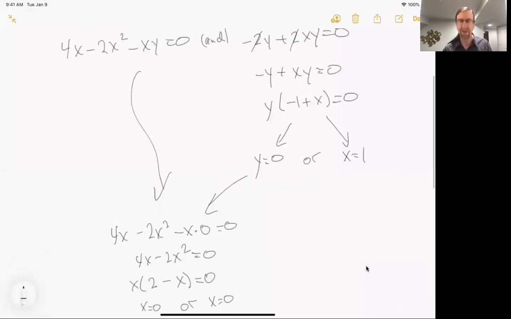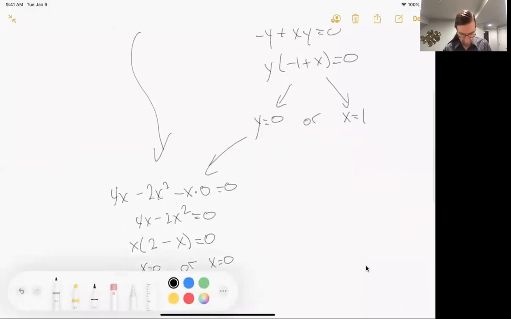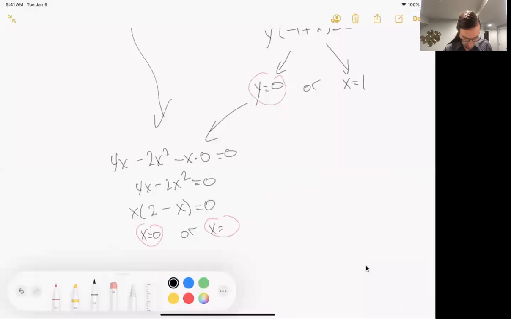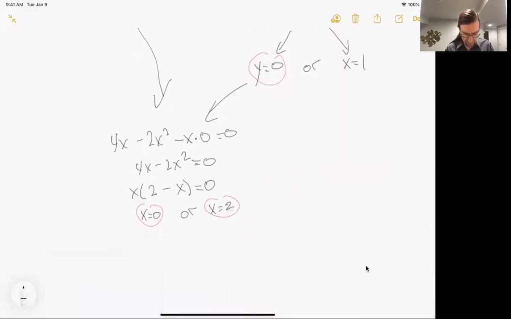Okay, now here's where it gets complicated, right? We've got y equals 0 and x equals 0 or x equals, oops, that was supposed to be 2. Okay, so that means we've got now 2 equilibrium points here. We've got x equals 0 and y equals 0. That's 0 comma 0. Or we have x equals 2 and y equals 0. Okay, so far we found 2 equilibrium points.